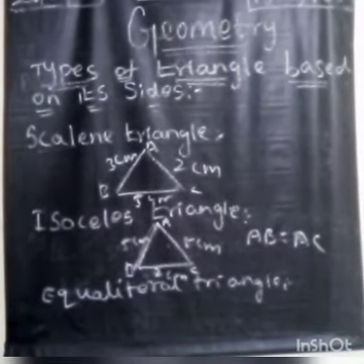The last one is the equilateral triangle. An equilateral triangle means that if the three sides of the triangle are equal in length, then it is called an equilateral triangle.